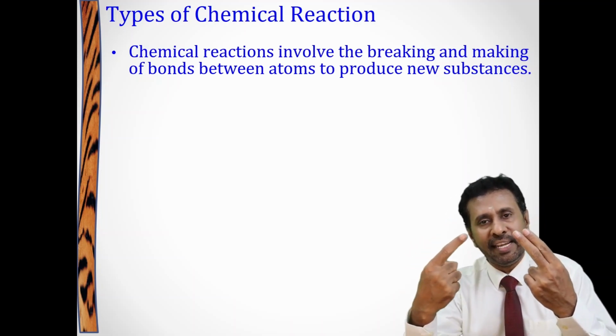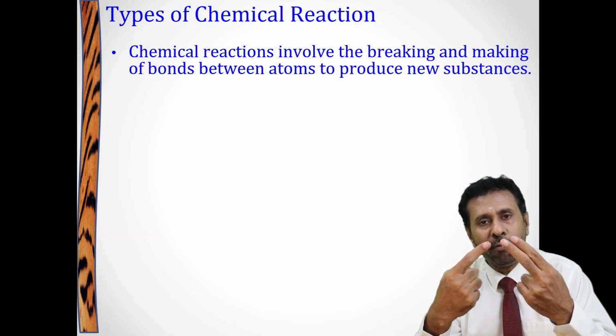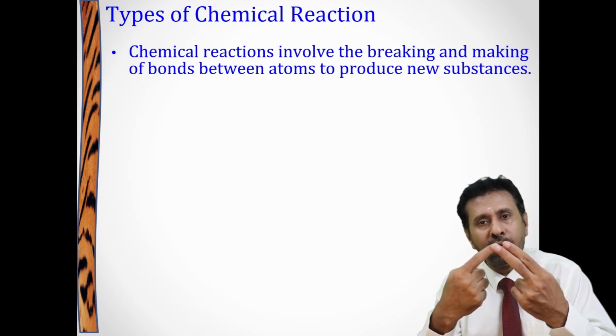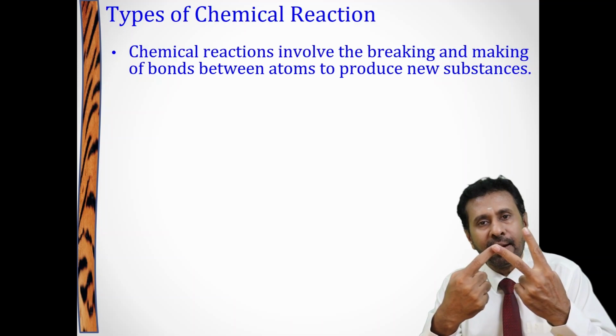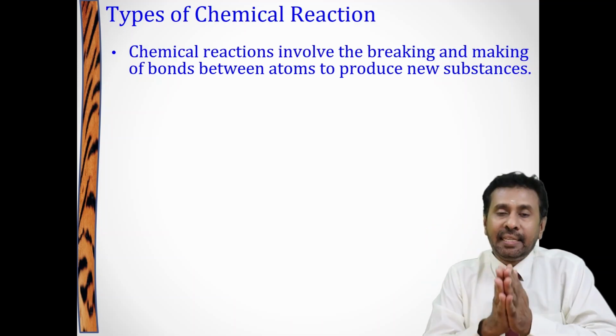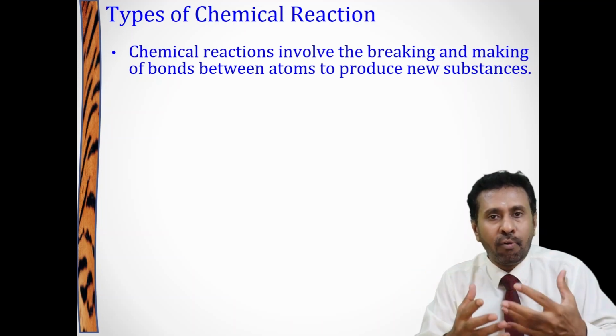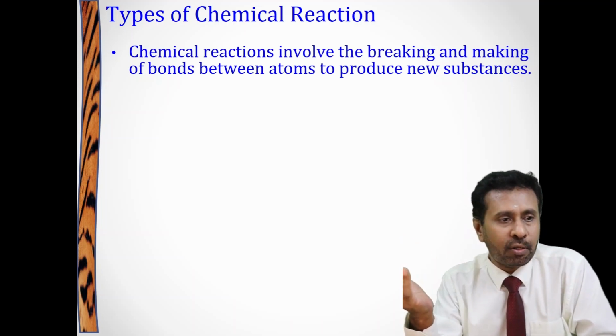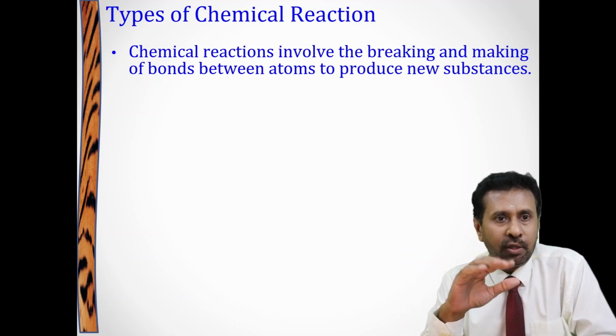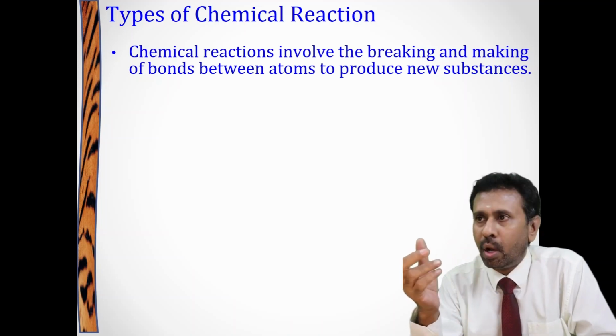Now I have zinc. Zinc reacts with sulfuric acid. Zinc forms a new bond with the sulfate group. It forms zinc sulfate and hydrogen is released. So the existing bonds break and new bonds are formed. That is what a chemical reaction is all about. Okay, so this is a new perspective with respect to what a chemical reaction is all about.